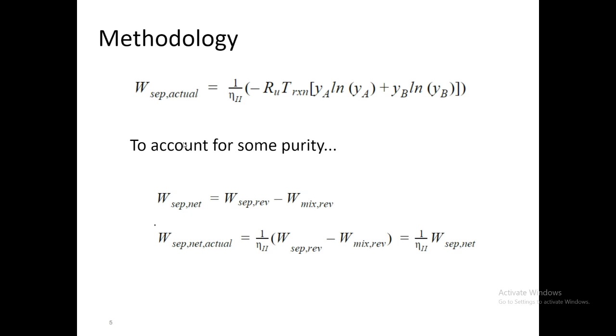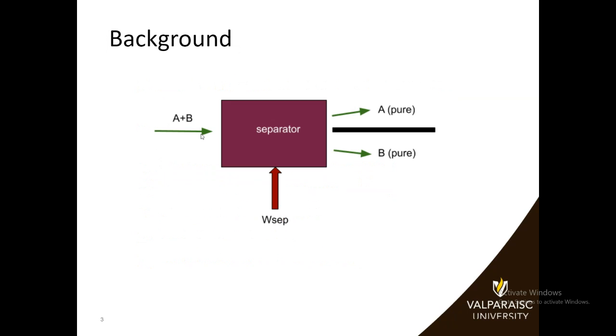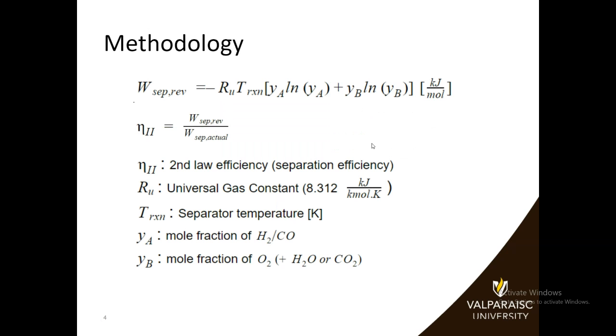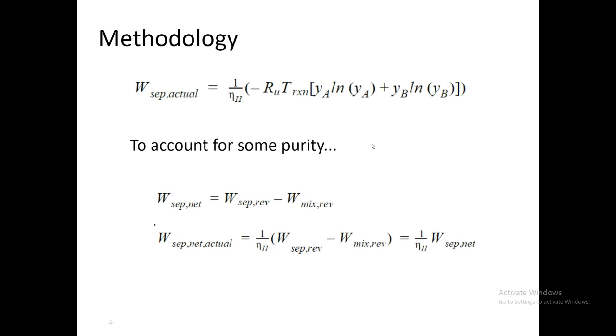I want to talk briefly about this. So we said already that we're getting pure A and pure B outside. However, this is not always the case, as mixing can sometimes happen, and when mixing happens, we lose some work due to that, so we can adjust the equation to account for that mixing by just subtracting the mixing work from the equation, and we get the separation work accounting for mixing, but still assuming that there is no irreversibilities.